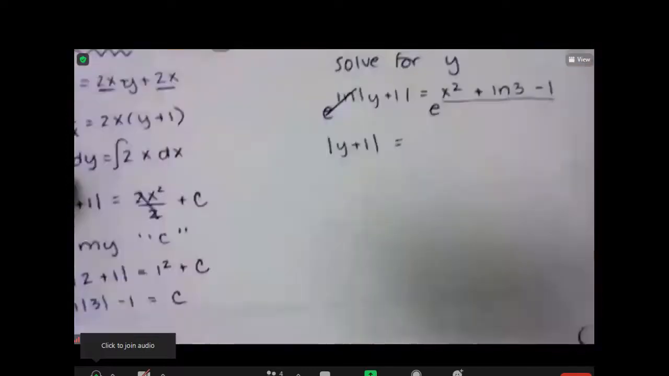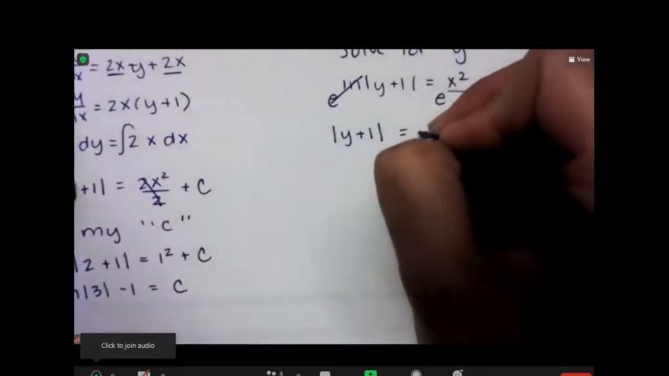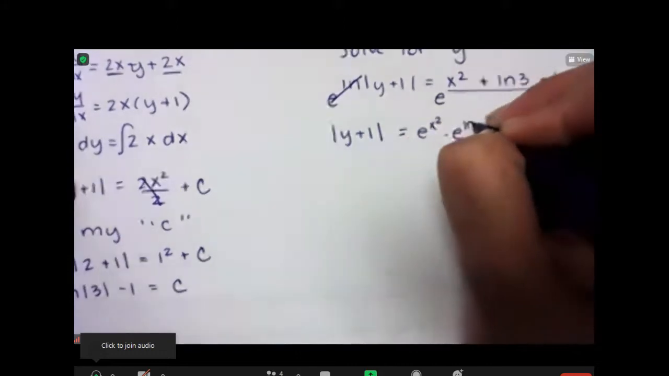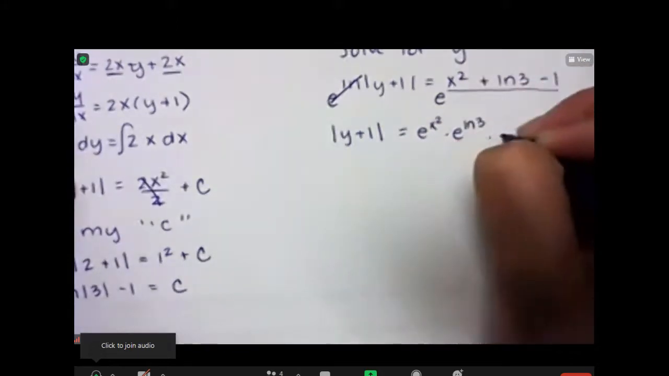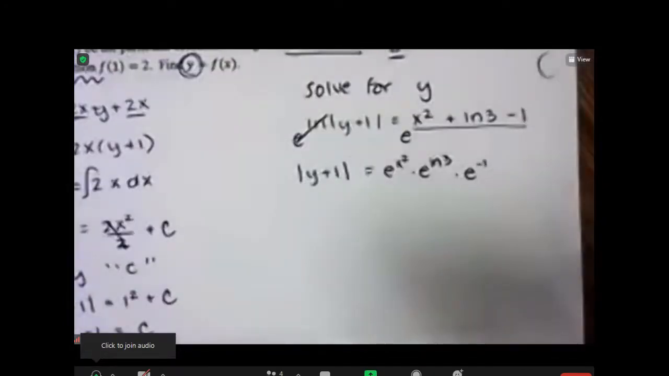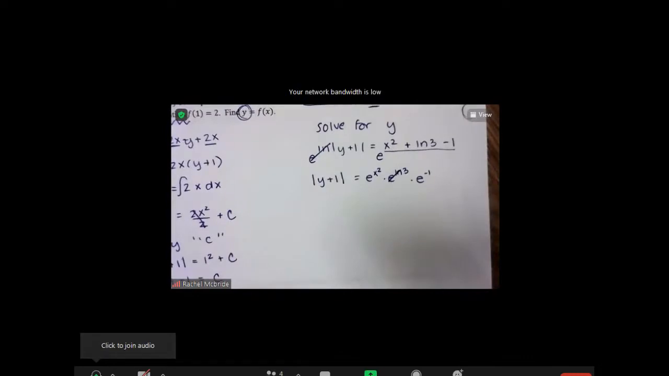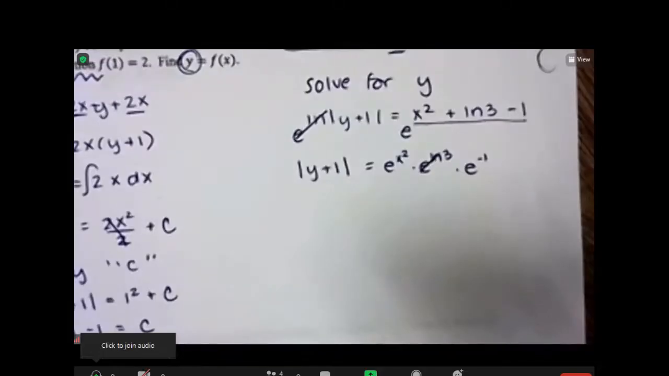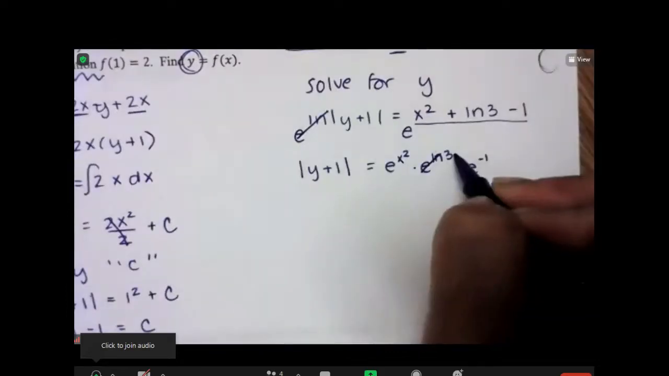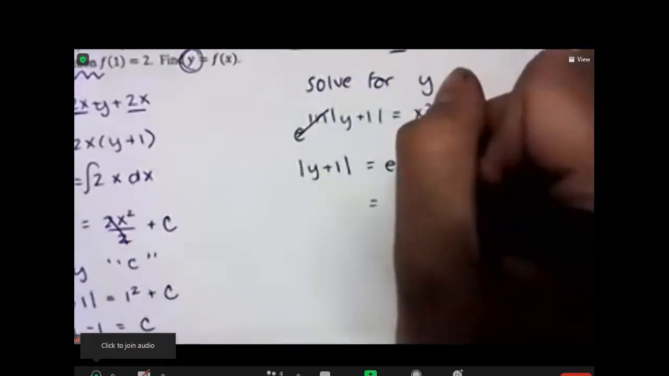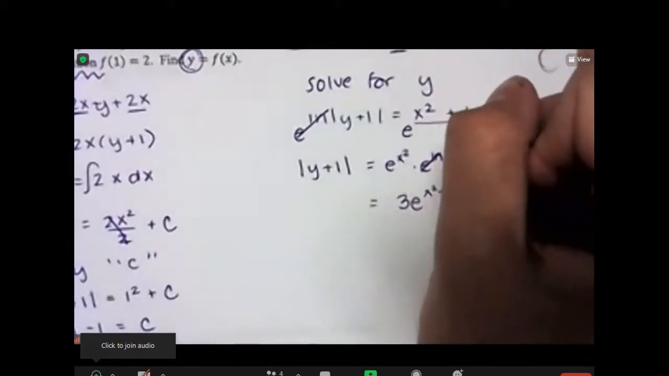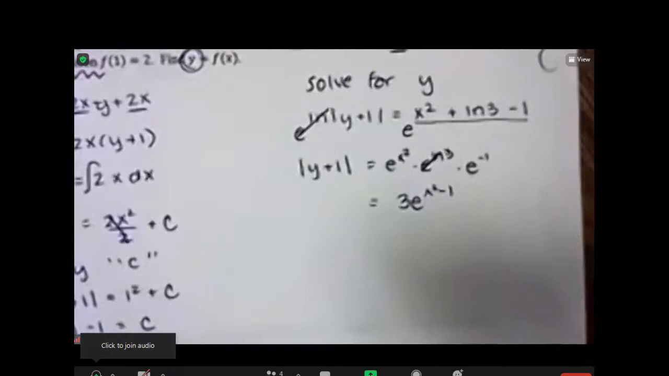So what that means is I can really rewrite this as e to the x squared times e to the ln of 3 times e to the negative 1. And the reason I want to do that is think about e to the ln 3. That's going to cancel. So e to the x squared and e to the negative 1 are going to stay. But that e to the ln of 3 is going to come out in front as a constant. So I'm left with 3e to the x squared minus 1.